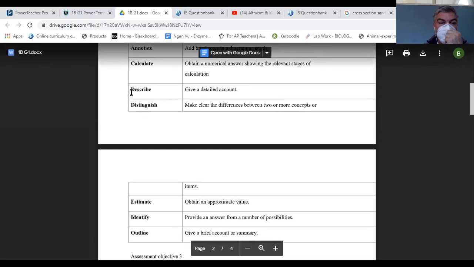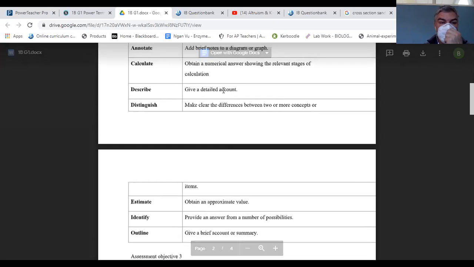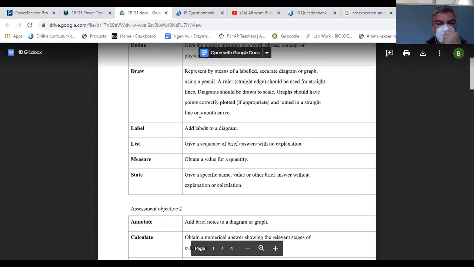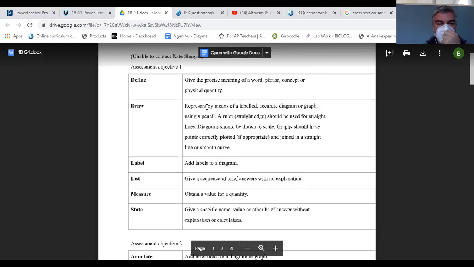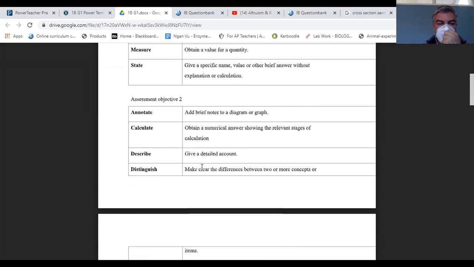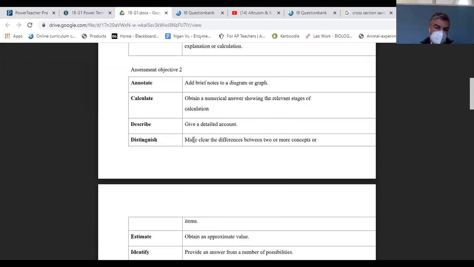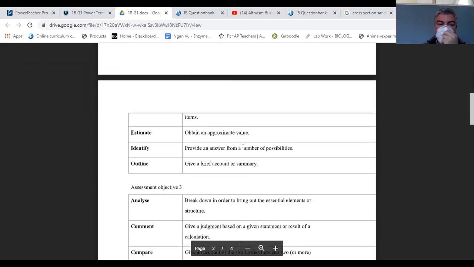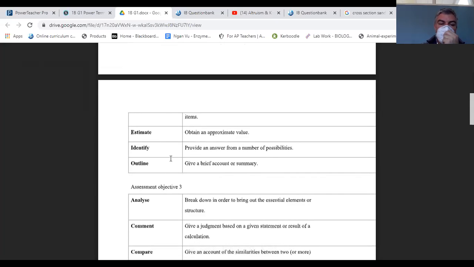And describe, when the verb says describe, it says give a detailed account. And people are giving me these lists. And I'm like, what in the heck are you doing? Why would you give me a list when they ask you to describe? If it asks you to distinguish, what's the difference, and two or more, right? So really pay attention to that, because that's where people are not scoring points.